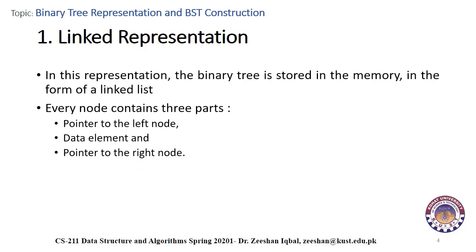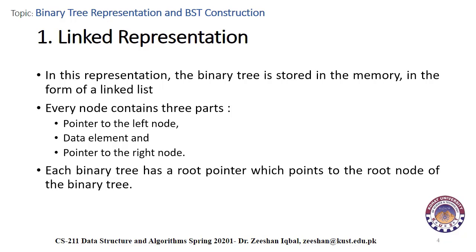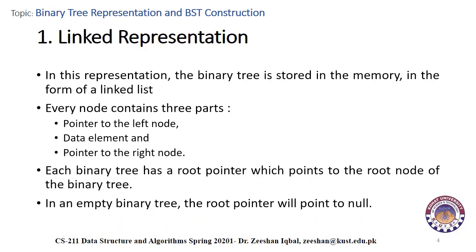Every node contains three parts: a pointer to its left node, a data element or value, and a pointer to its right node. Each binary tree has a root pointer which points to the root of the binary tree, similar to the start pointer of a linked list. For an empty binary tree, this root pointer will be pointing to a null value.